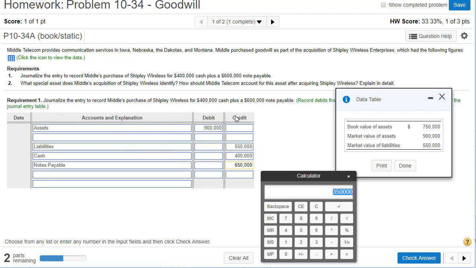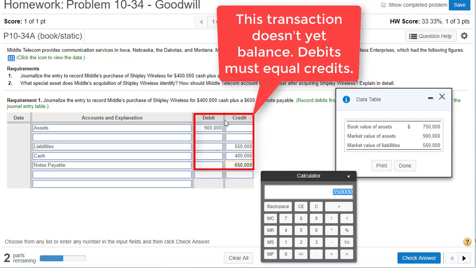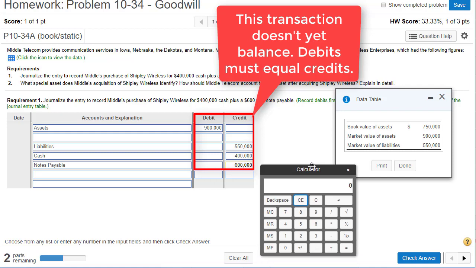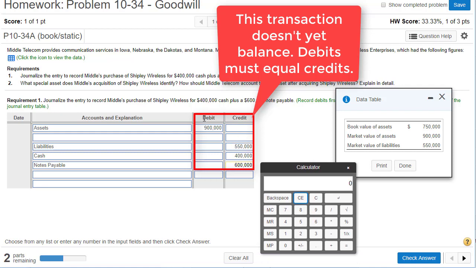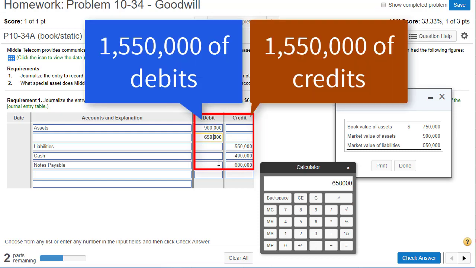So now we cannot record this transaction until this transaction balances. So we have to figure out what the balancing amount is and which side it's going to go on. To do that, I'm going to clear my calculator. Obviously our credits are greater than our debits. So let's figure out what our credits are. We got 600 and 400, that's $1 million. So we got $1,550,000, and then we're going to subtract the 900,000. So that means we had to put this $650,000 right here. And now if I re-added it, both sides would equal.